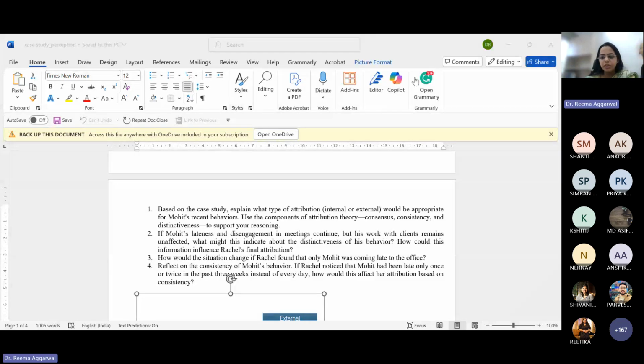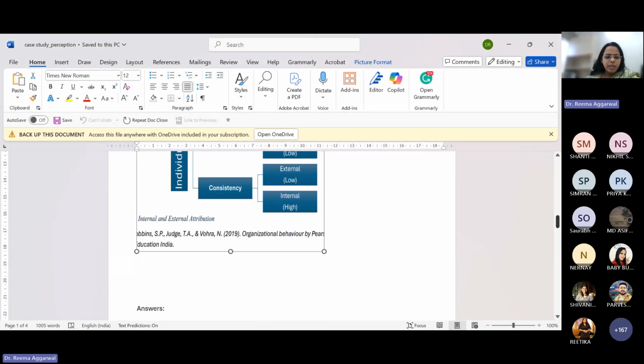Anyone ready with the answer? This is an internal factor. Which one is internal? This is an internal factor overall. It's okay. But if I talk about individually, then one.